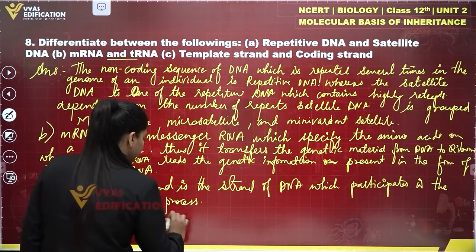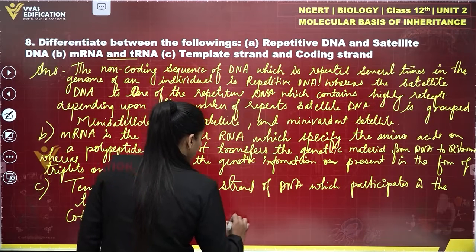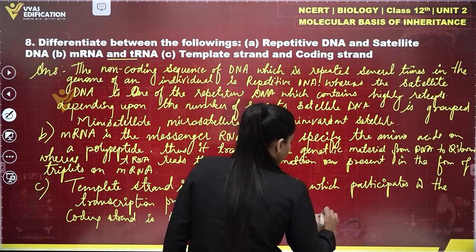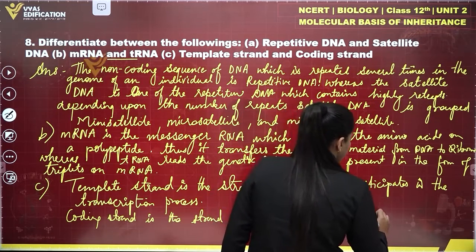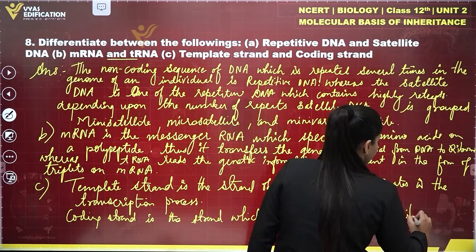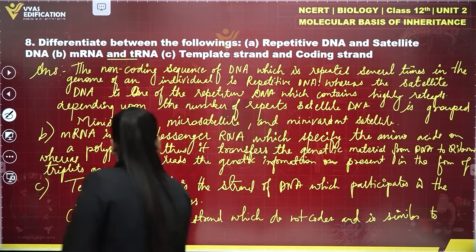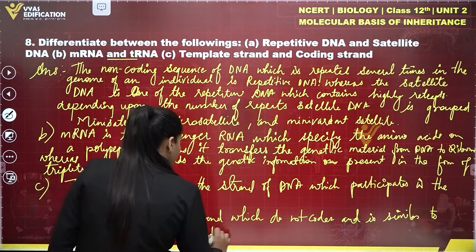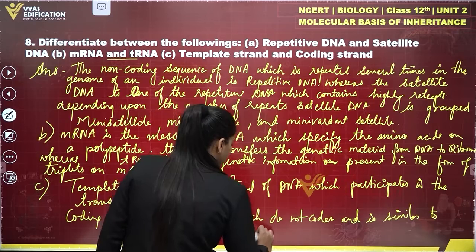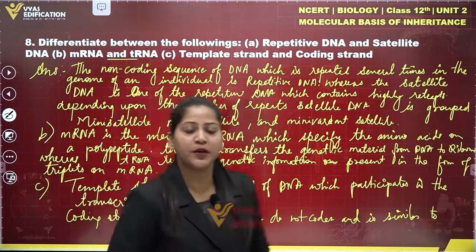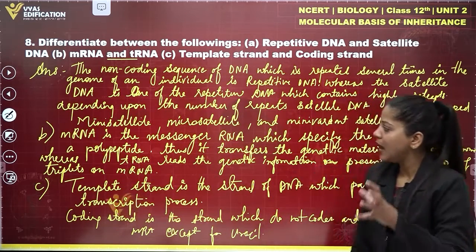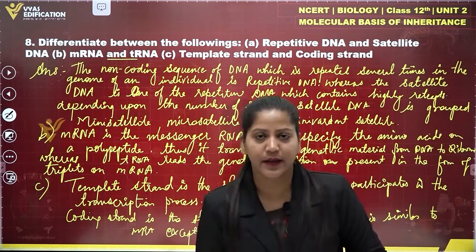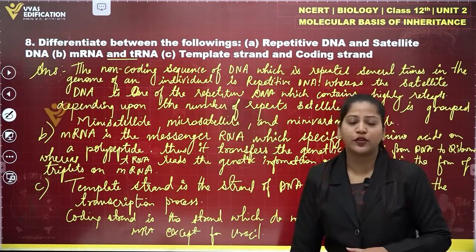is the strand which does not code for anything, and is similar to mRNA except for uracil. Alright, so these are the differences between template strand and coding strand, the differences between mRNA and tRNA, and the difference between repetitive and satellite DNA. With this, we have completed the solution of question number 8.